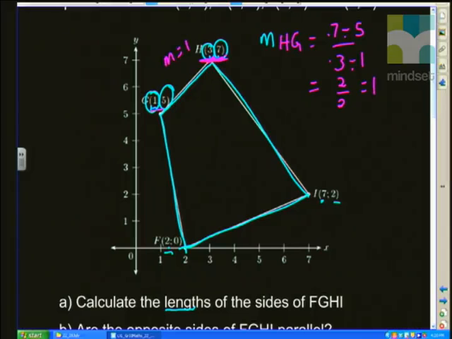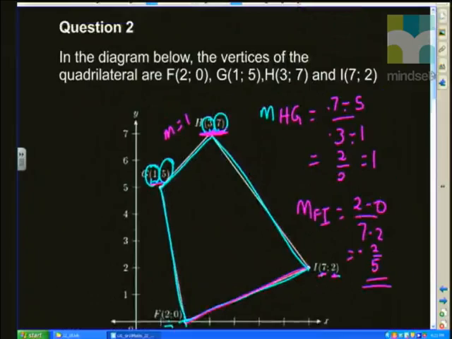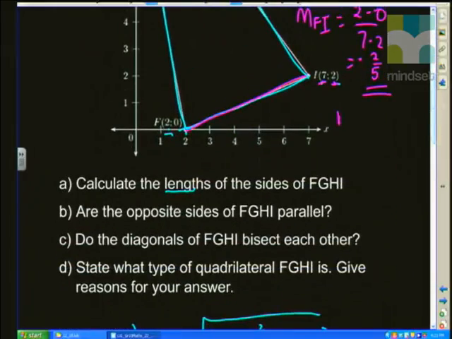All right? Remember, if that side were to be parallel to this side FI, then we know that the gradients are supposed to be equal. So let's check that out. We're going to have y coordinate 2 minus 0 all over 7 minus 2. And that's going to give me negative 2 over 5. So we can see that these are in fact not equal, so therefore our opposite sides, no, they're not parallel.